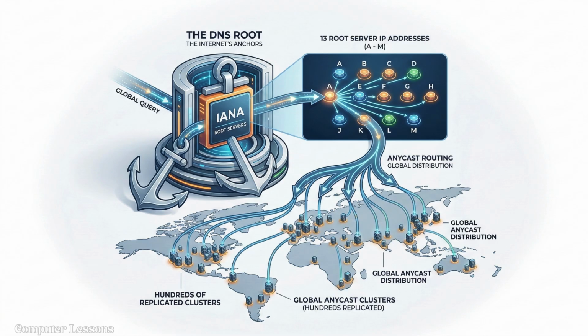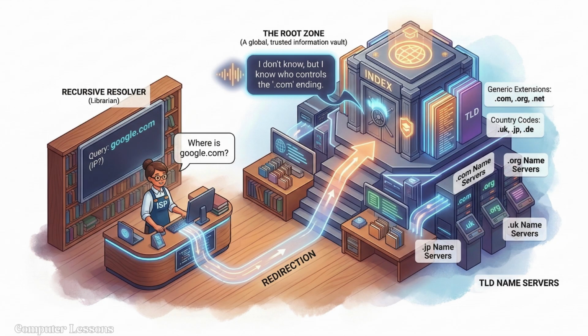There are technically only 13 root server IP addresses named A through M. However, these are not just 13 physical computers. They are hundreds of server clusters replicated all over the globe using Anycast routing. When the resolver asks the root server, "Where is google.com?" the root server says, "I don't know, but I know who controls the .com ending." It directs the resolver to the TLD nameservers.